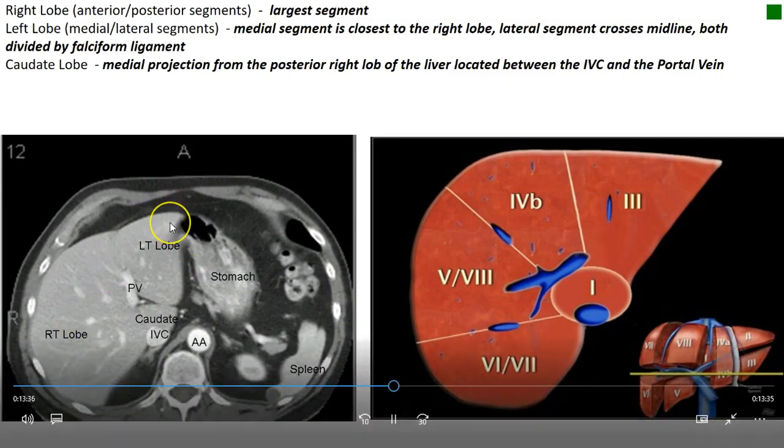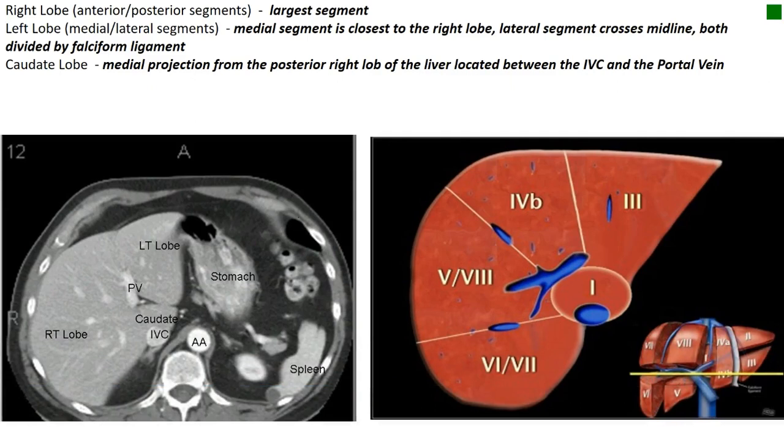So in considering right and left, don't worry about the sides of the patient on these particular words that you use to describe it. So it's right and left lobes of the liver.